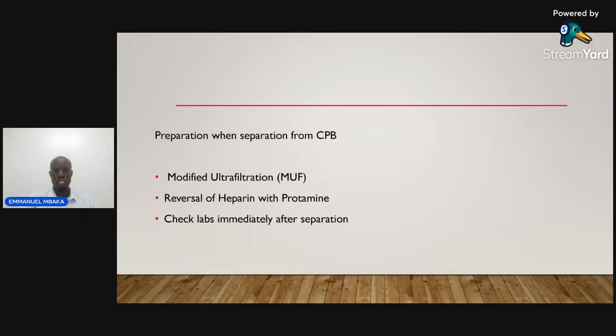So preparation for separation from the CPB: remember we have talked about modified ultrafiltration, and also you need to reverse heparin with protamine at the right dosage, and also you need to check your labs immediately after separation. The labs that we check include the ACT, and also you need to check your hematocrit to see where you are after the surgery. Next slide.